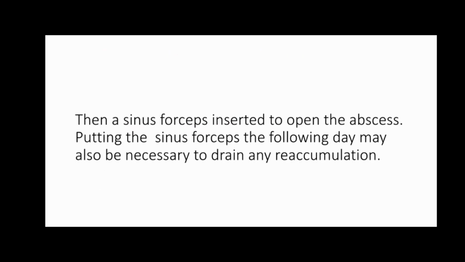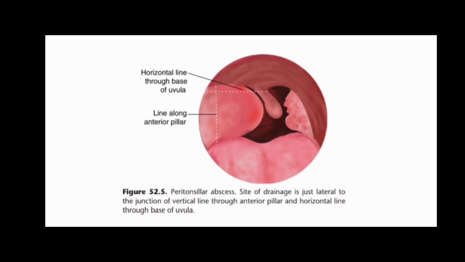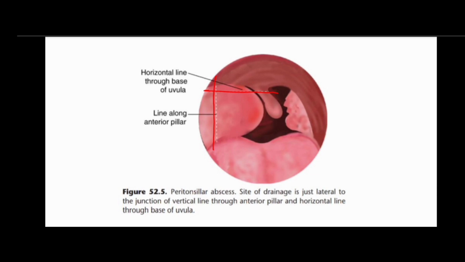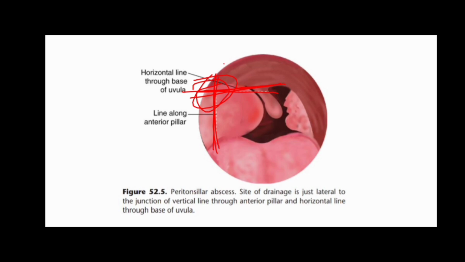Here you can clearly see we made two incisions, one horizontal incision and another vertical incision. The vertical incision is along the upper pole of the tonsil and the horizontal incision is through the base of the uvula. The site of drainage is lateral to the junction. This is the junction, lateral to the junction of the vertical line through the anterior pillar and the horizontal line through the base of the uvula. So we have to drain lateral to that junction.